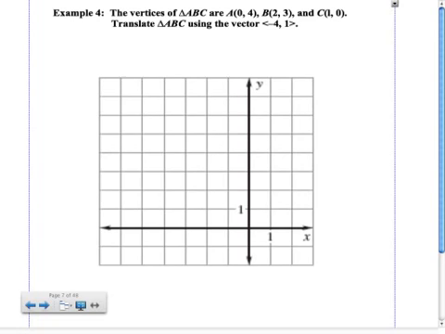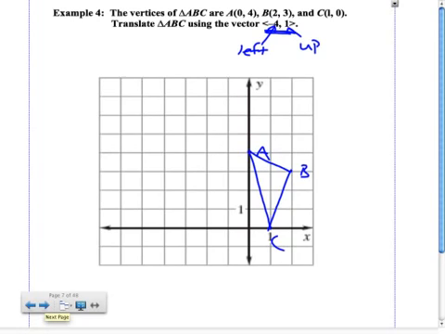All right, so the vertices are A, B, and C. Translate the figure using that vector. So I got to graph the original. So 0, 1, 2, 3, 4. That's A. B is 1, 2, 1, 2, 3. There's B. And then C is the point, 1, 0. Okay, so A, B, C here. Triangle ABC is my original. And now I got to use this vector. So remember, all this guy tells me is, since it's negative, left 4, and that 1 tells me up 1.